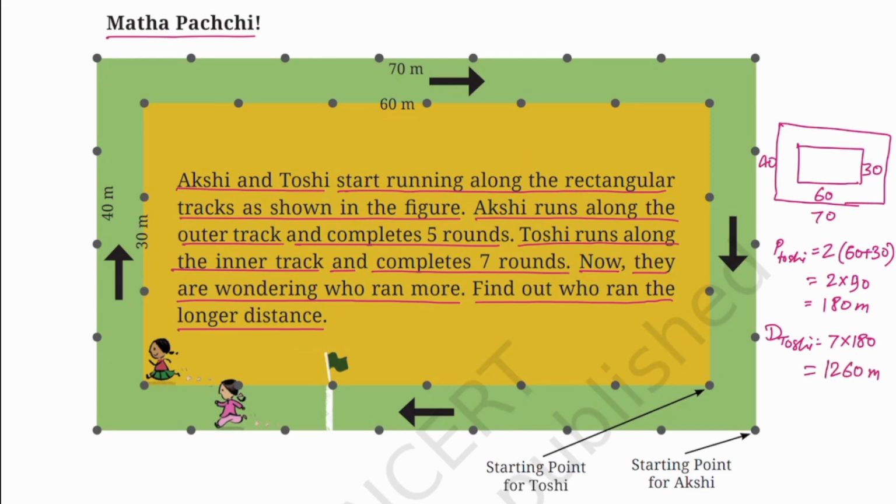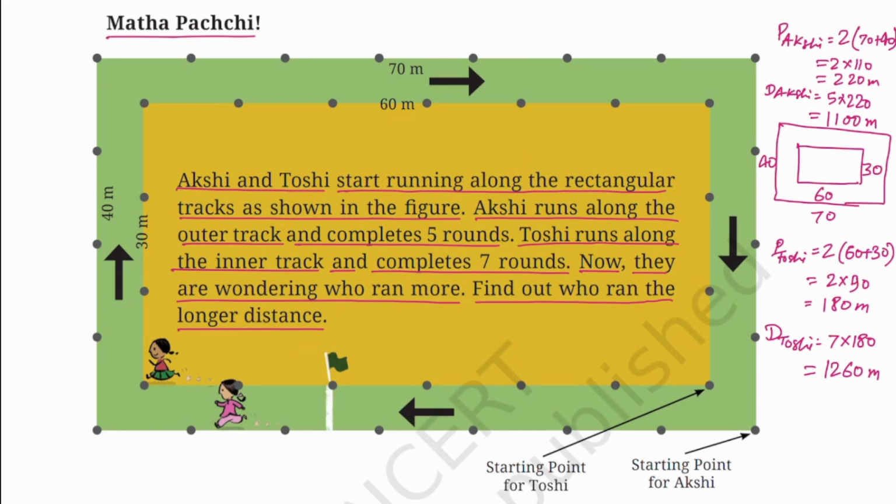1260 meter. Since Akshi runs along the outer track, in one round she will cover 2 into 70 plus 40, that is 2 into 110, or 220 meter. In 5 rounds she will cover 5 into 220, that is 1100 meter.